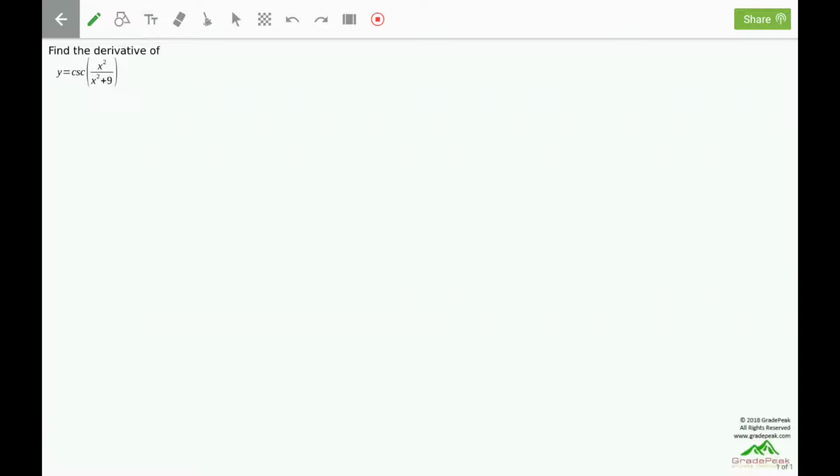Find the derivative of y equals cosecant of x squared over x squared plus 9. So y here is the trig function cosecant of an entire expression which itself is a quotient, which means that when we take the derivative, we're going to start with the derivative of the cosecant.